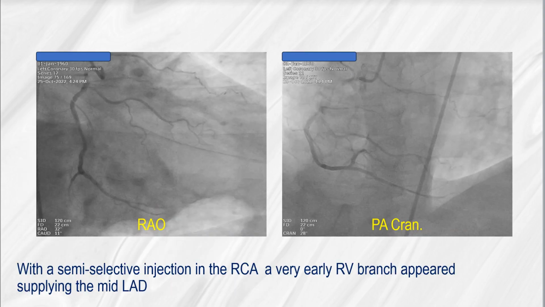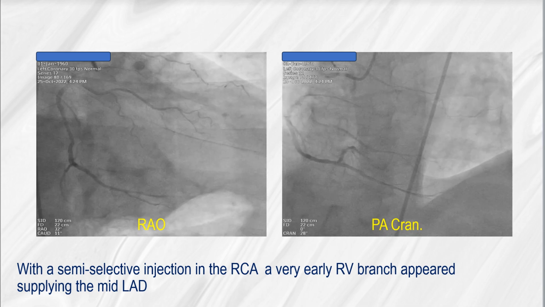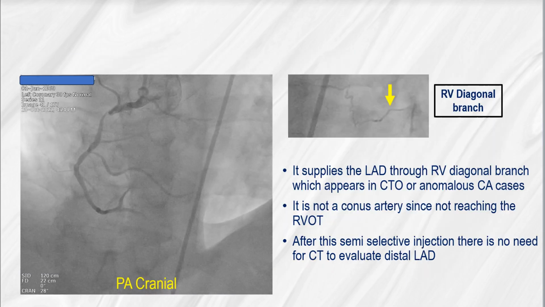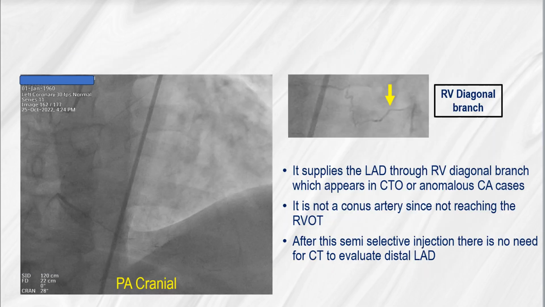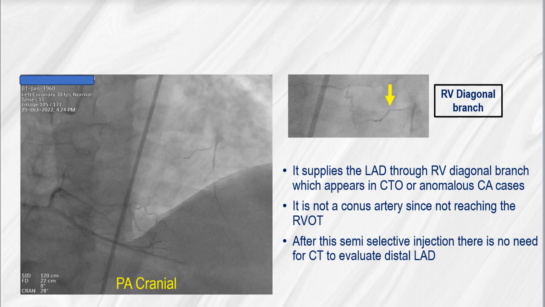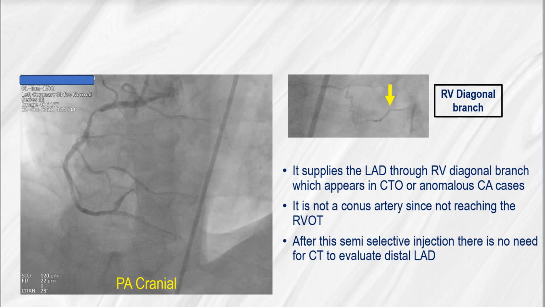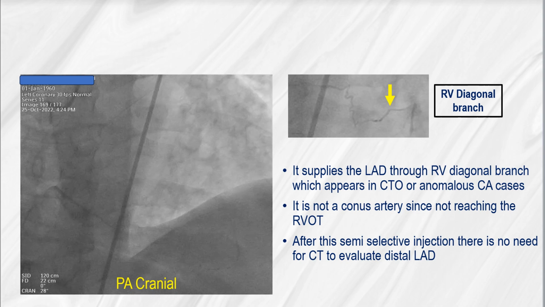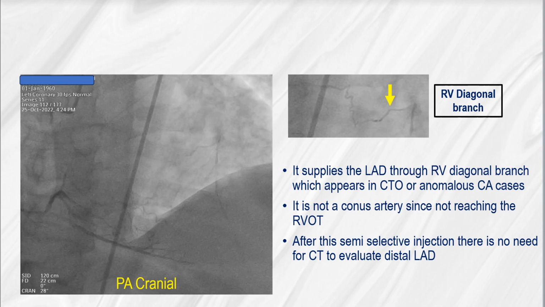With a semi-selective injection in the RCA, a very early RV branch appeared supplying the mid LAD. It supplies the LAD through an RV diagonal branch, which appears in CTO or anomalous coronary artery cases. It is not a conus artery since it does not reach the RVOT. After this semi-selective injection, there is no need for cardiac CT evaluation of the distal LAD.